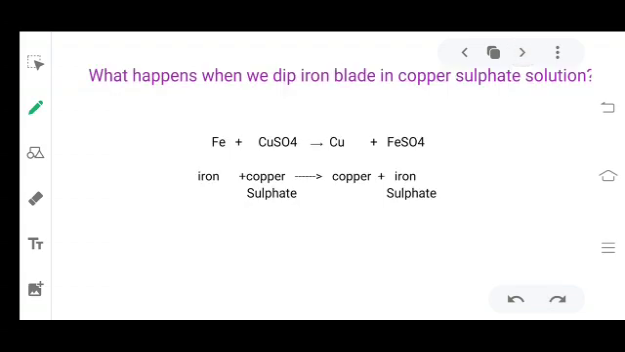Now let's see how to write the equation. Iron, chemical symbol is Fe, copper sulfate is CuSO4, and when these two are mixed, we see the production of copper and iron sulfate, Cu plus FeSO4. Let's read it once again. Iron plus copper sulfate gives copper plus iron sulfate. So here Fe plus CuSO4 gives Cu plus FeSO4.